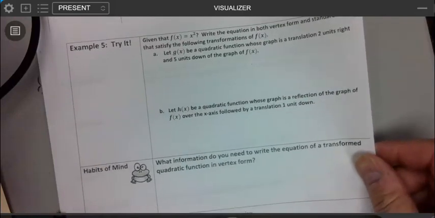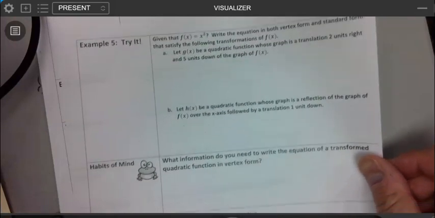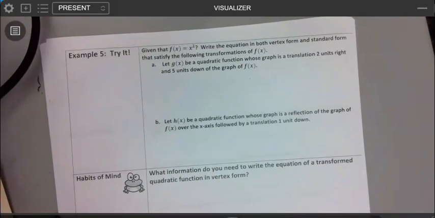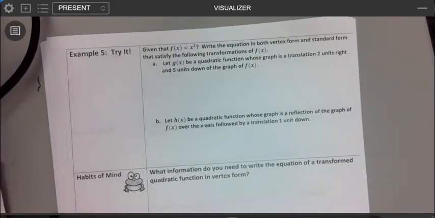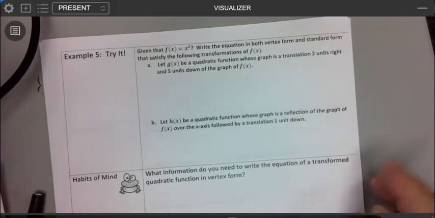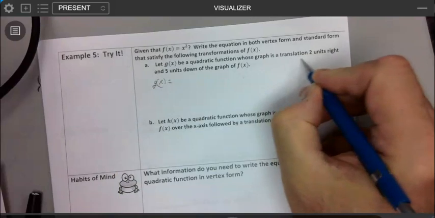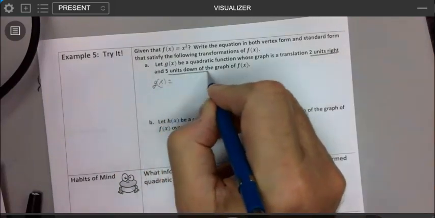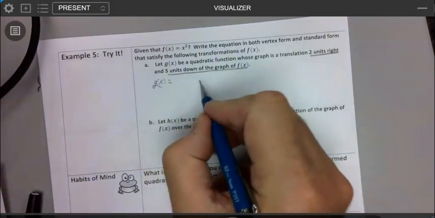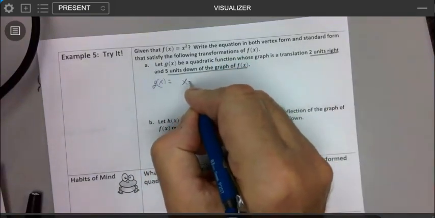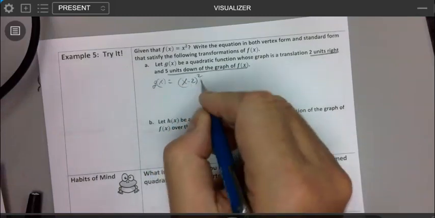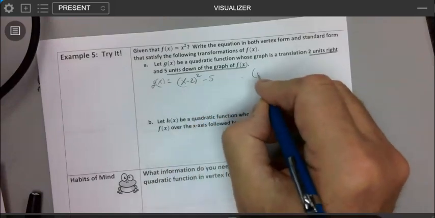Okay, I'll ask you this. It says, given that f of x equals x squared, write the equation in both vertex form and standard form that satisfy the following transformations. Let g of x be a quadratic function whose graph is translated 2 units right and 5 units down of the graph of f of x. So g of x would be, 2 units right, (x minus 2) squared, because remember it's an imposter, minus 5. There's vertex form.